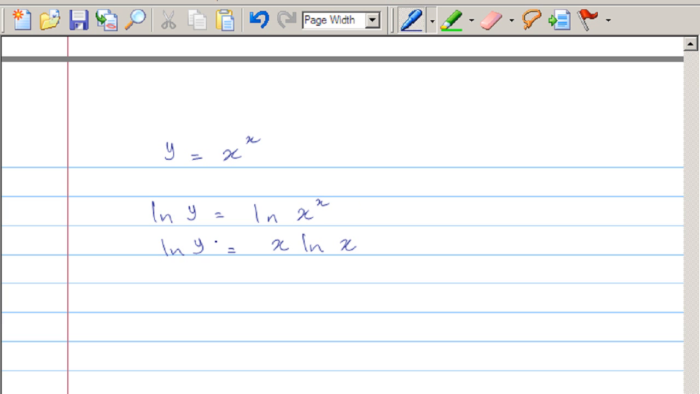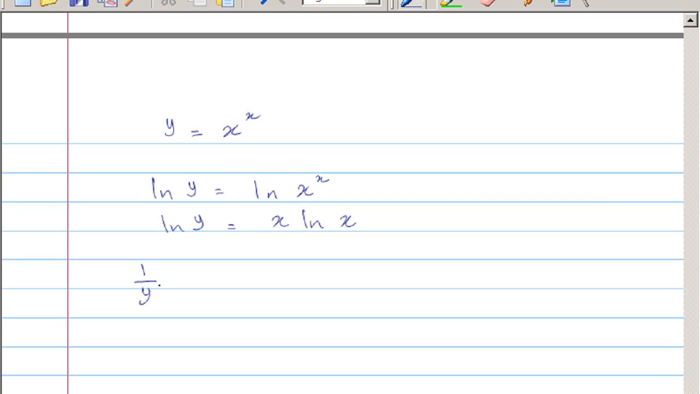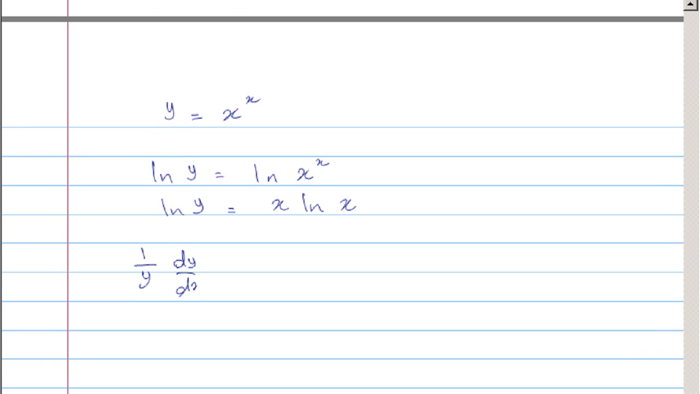Now if I differentiate this with respect to x, once again I get 1 over y times dy over dx is equal to, now ln x is no longer a constant, it's not just one number. ln x is also a function of x. So here I have a product, and I'm going to use the product rule on u and v. If I use the product rule, I get x times the derivative of ln x, that's 1 over x, plus the second function, ln x, times the derivative of the first, and the derivative of x is just 1.